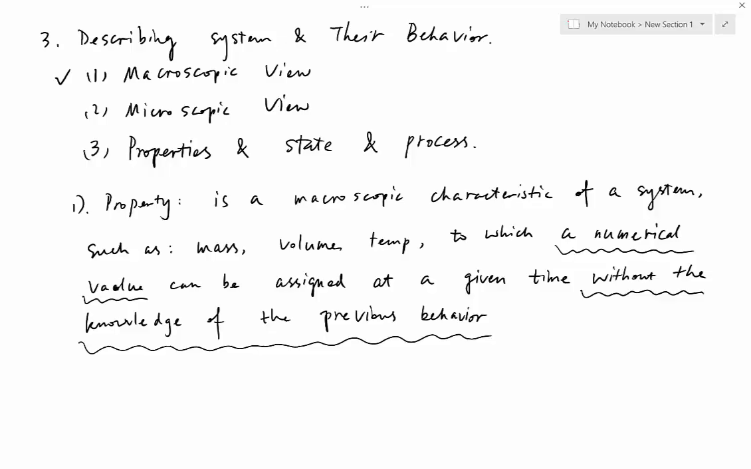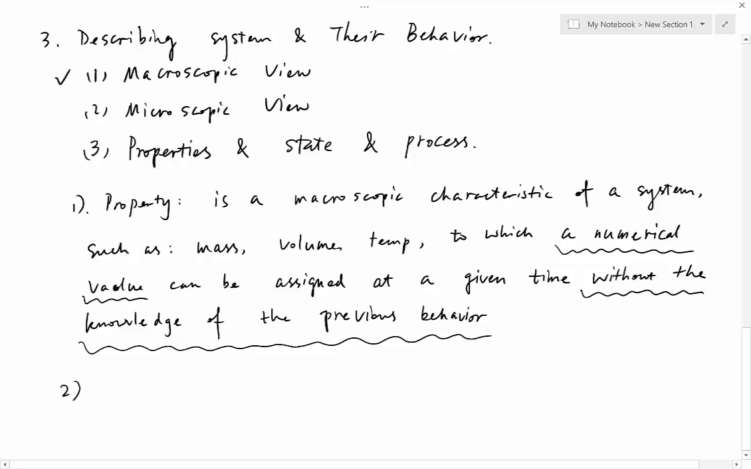You can. So, in summary, you have two key things in a definition of a property. The first one is you have to have a numerical value. The second one is you don't have to know what happened before in order to measure the property. Okay, so that's the first one, property. You have to use properties to describe your system.